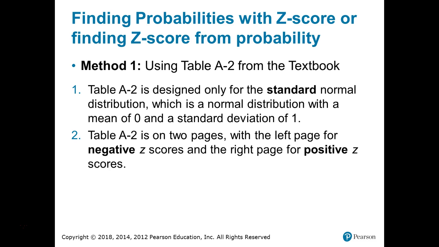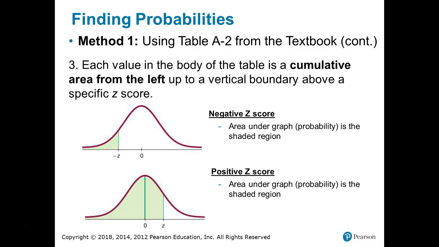So there are 3 ways that I'm going to talk about how to actually calculate a probability using a z-score. The first is the one that I think you absolutely need to know, and that is using Table A2 from the textbook. Table A2 is designed only for the standard normal distribution. It's on 2 pages, with the left page being for negative z-scores and the right page being for positive z-scores.